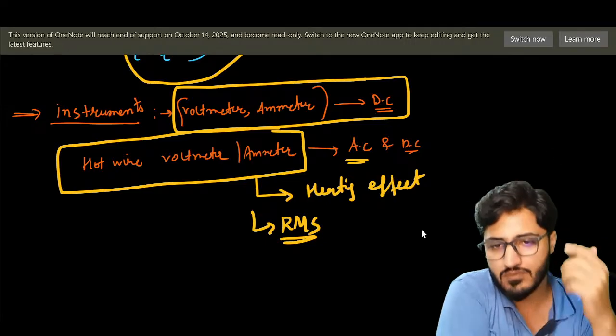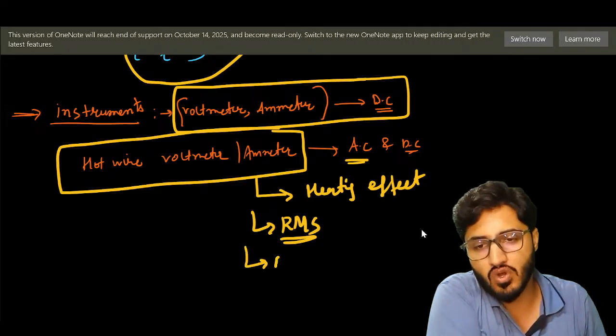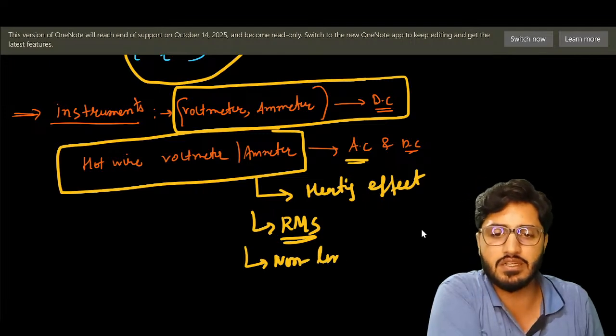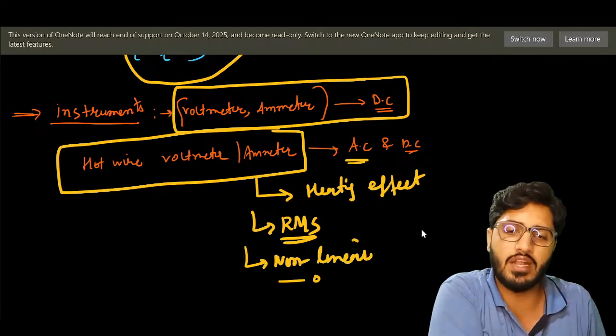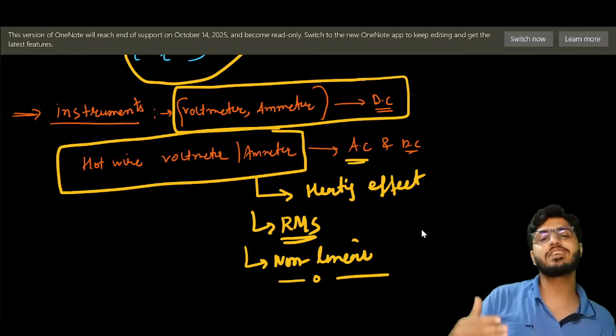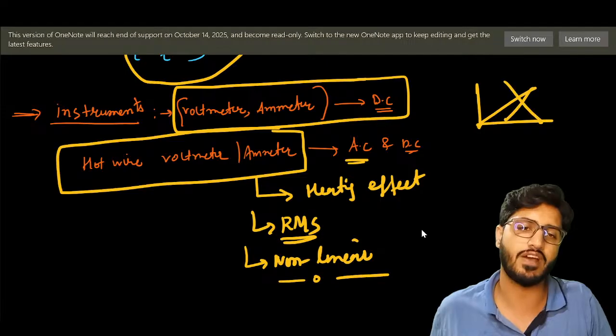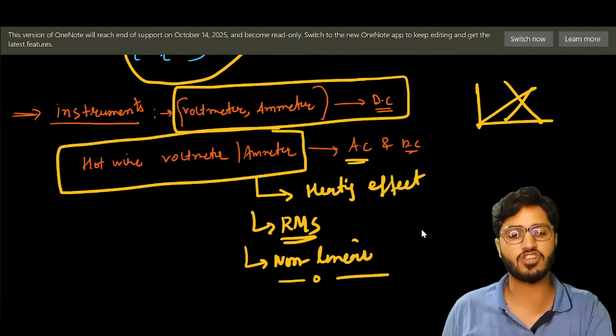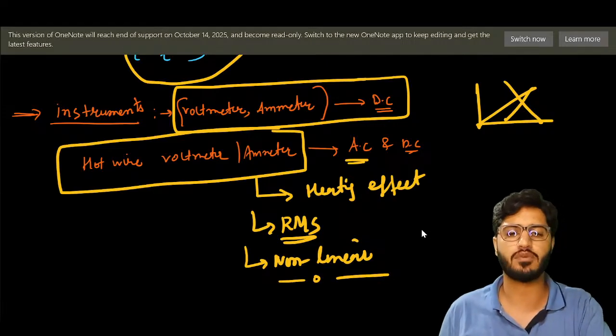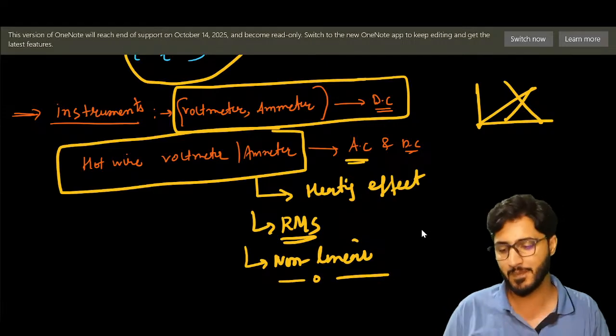Okay, and it is non-linear. One more thing, it is non-linear. Non-linear means it is not varying linearly. Look, linear means this one. It is not varying linearly, it is fluctuating. It is not that important, so I'm not going into depth of it.